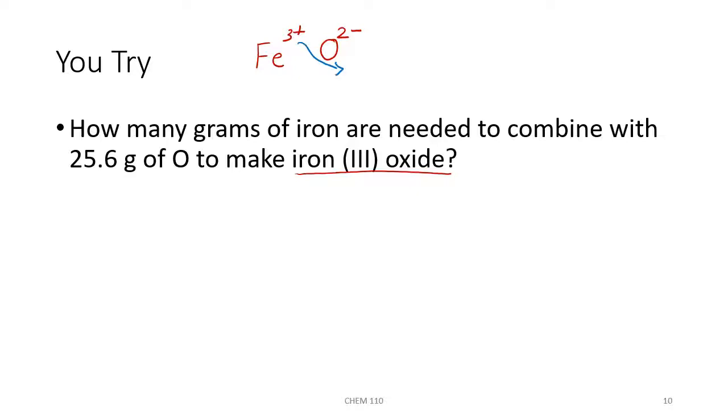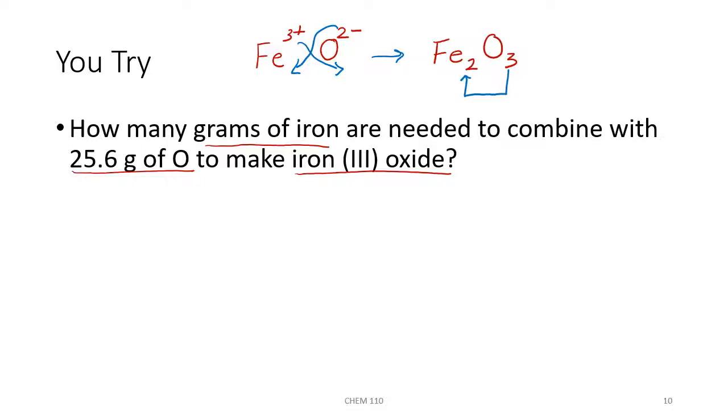So we're going to cross our charges as subscripts to get our neutral formula. Remember, we never want to leave charges in our formula, otherwise it would be wrong. So we're going to end up with Fe2O3. And in this example, we're trying to figure out grams of iron, and we know specifically grams of oxygen. So in this case, we're starting with oxygen and working towards iron.